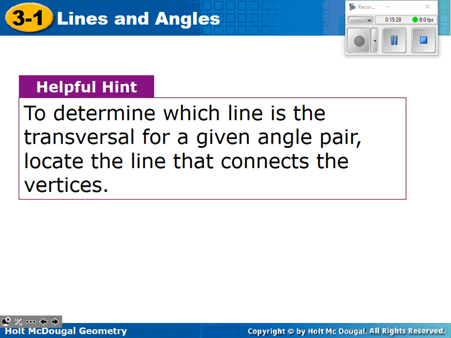And then there's a little helpful hint here that's not in your notes. So if you'll look up here and read this with me. To determine which line is the transversal, if you're struggling and you're not sure, locate the line that connects the angle's vertices. Okay, so look at the two angles, put a dot on each vertex, and then draw the line that connects those vertices. And that will tell you which line is the transversal.